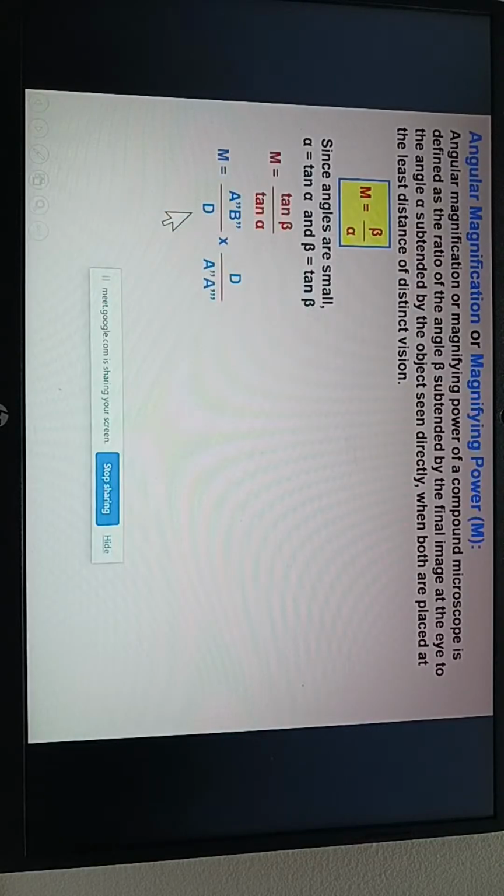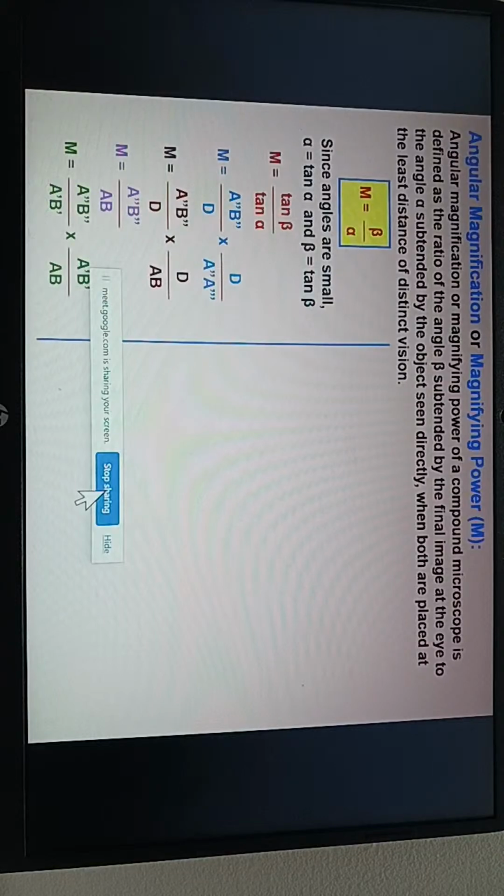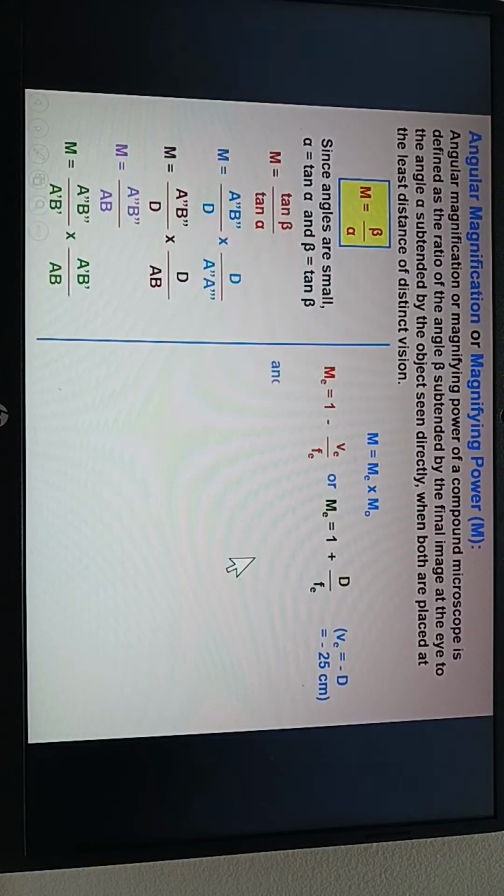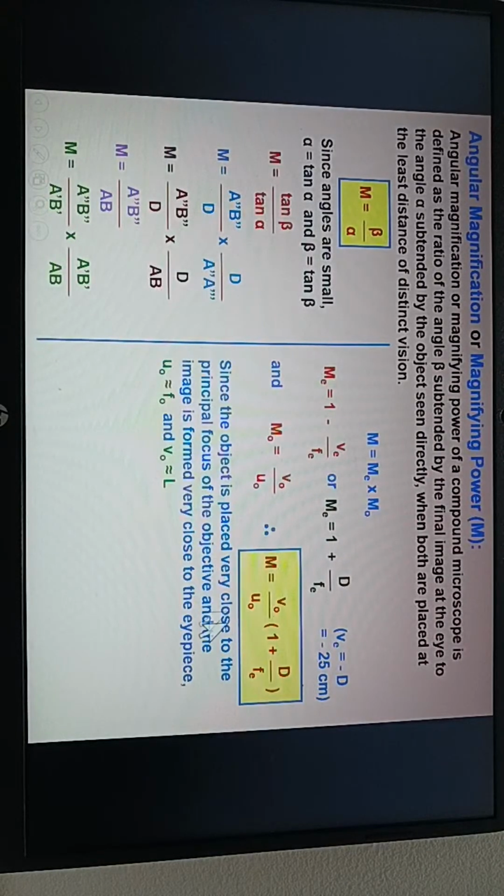Beta by alpha, A dash by B dash, D by V. So this you will get. D will get cancelled, A dash by B dash. Again it is divided and multiplied by A dash B dash. So you will get magnification. This I told you. Magnification is the product of magnification of eyepiece and objective. Eyepiece is 1 minus D by F. This one. Okay. Magnification of objective is V by U. So you will get this.